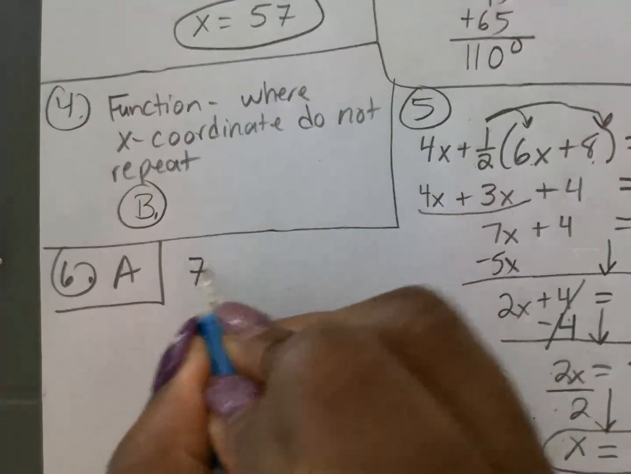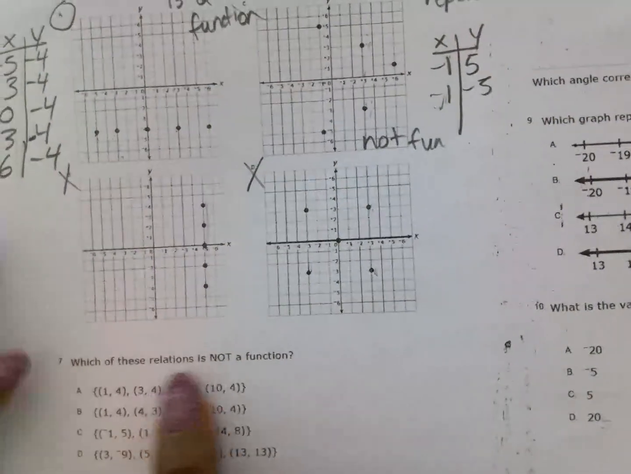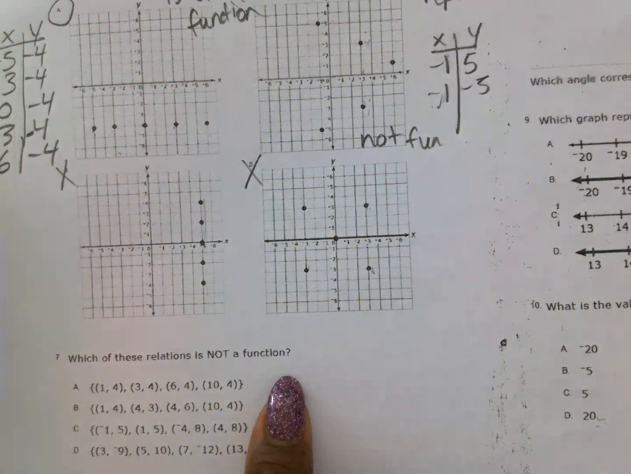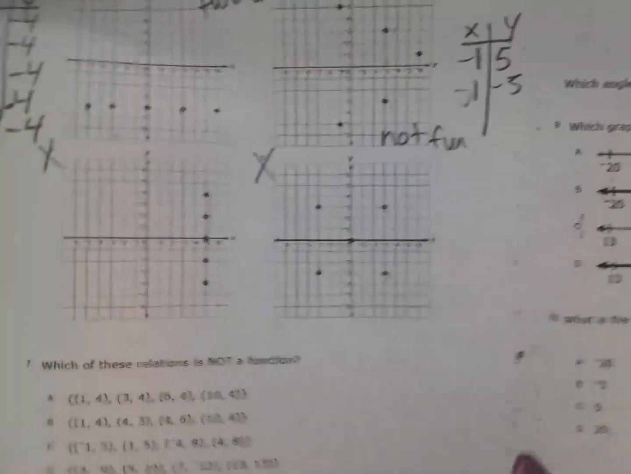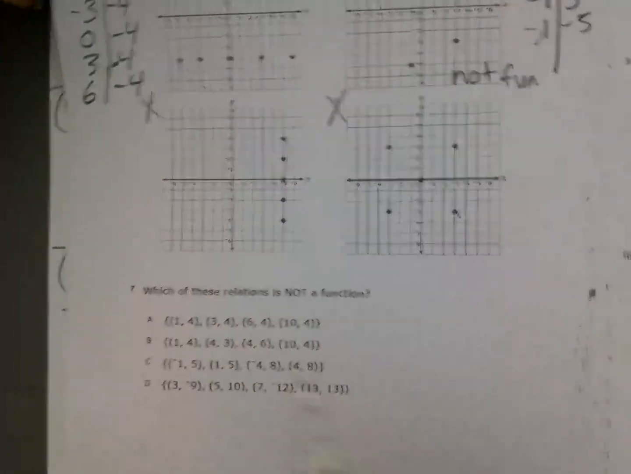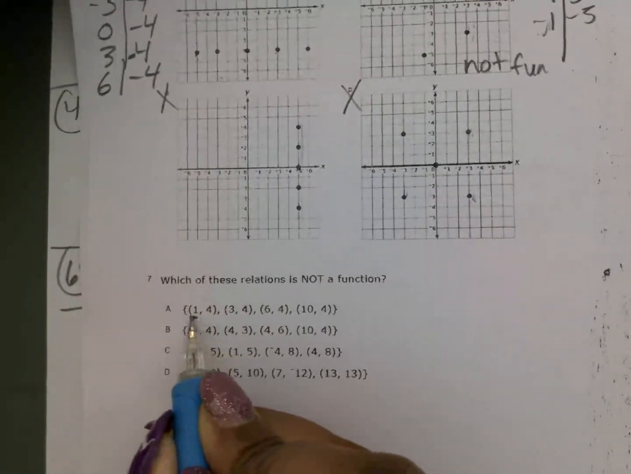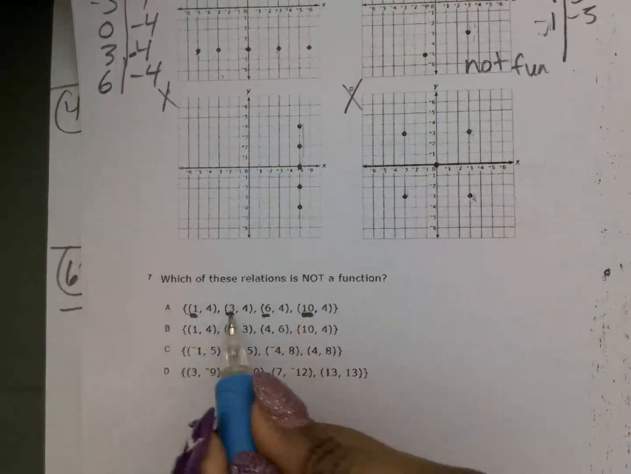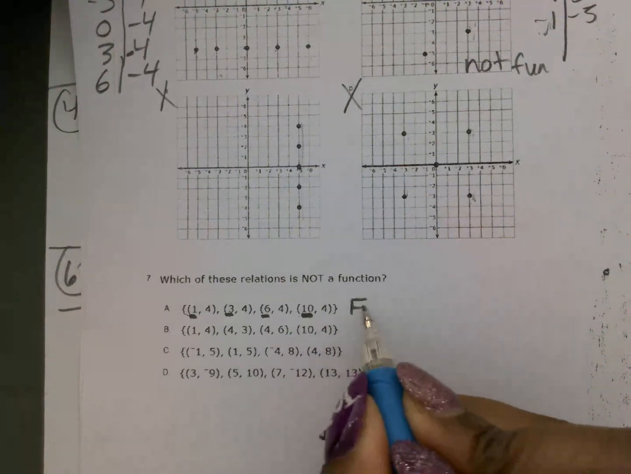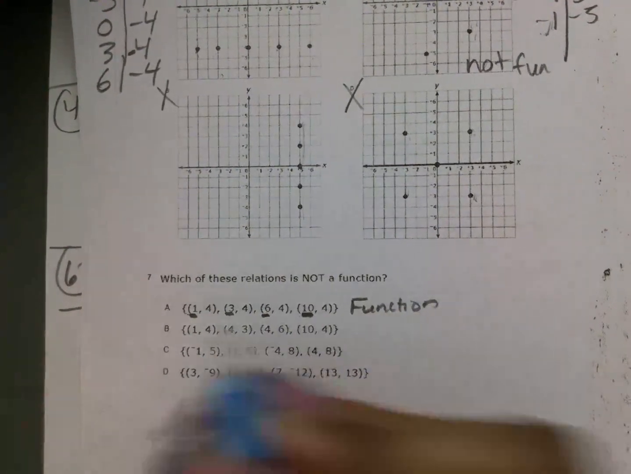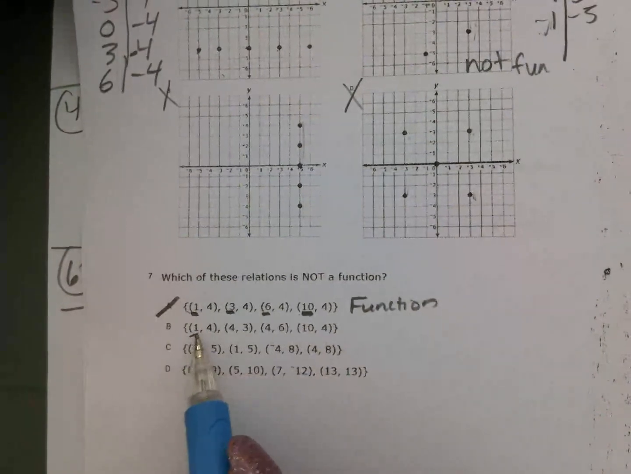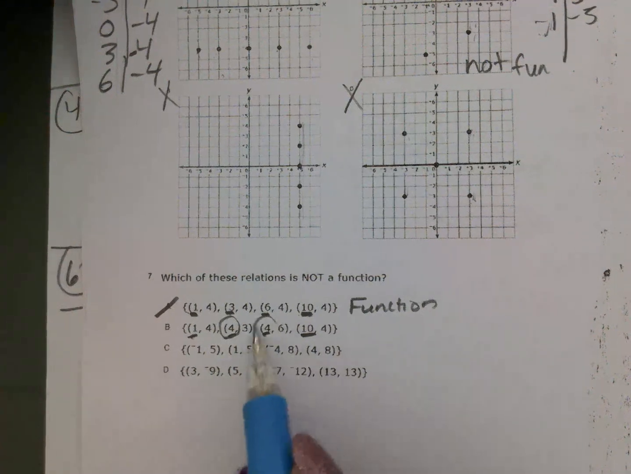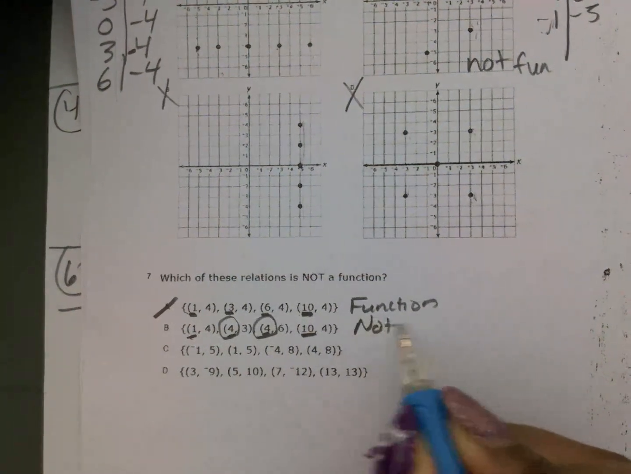Number 7, okay? Number 7, which relation is not a function, okay? So that means the x values do repeat. Okay, so let's underline only the x. So look at this one. This is 1, 3, 6, and 10. All of these x values are different. This is a function. Okay? 1, 4, 4, and 10. These two repeat. This is not a function.